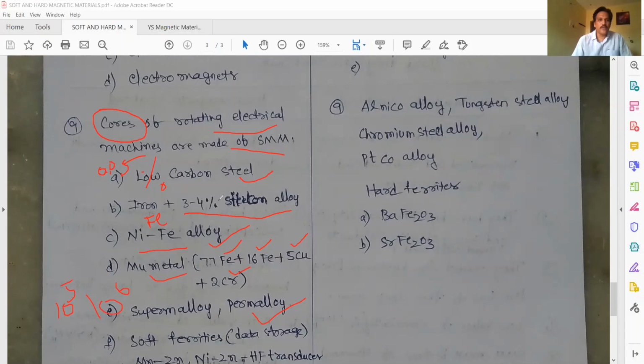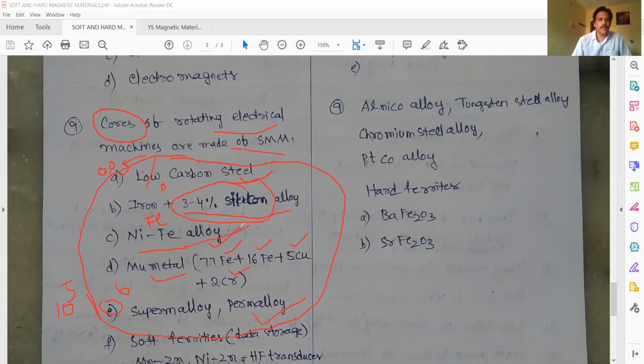Next, these are the materials used in the cores of rotating electrical machines. Low carbon steel: carbon is how much? 0.05% of carbon added to steel. Next, to iron, 3 to 4% of silicon alloy is added. Why is silicon added? To increase the electrical resistivity and to reduce the eddy current loss.